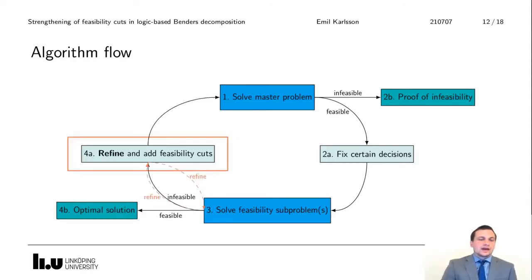The change that we add when we want to refine a cut is that we change this step 4a to also include the refinement of feasibility cuts. And what the refinement does is solve more of these feasibility subproblems and use the information obtained from them to select new subsets to evaluate, but also to decide when it's enough, and we continue by solving the master problem.